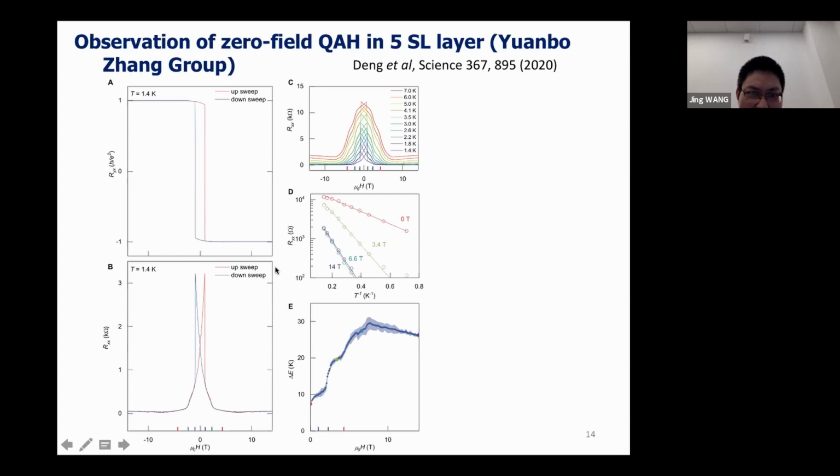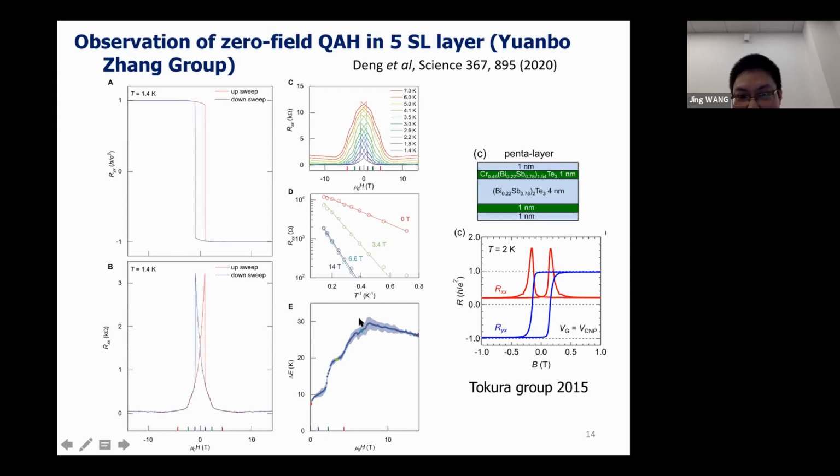Also, for this configuration, the magnetization is up, down, up, down, up. So you can apply an out-of-plane external magnetic field to flip this magnetization one layer at a time. You can see from here that you can flip layer by layer, and you will see the quantum Hall or transport gap, extracted from the Arrhenius plot, where Rxx increases when you apply the external magnetic field. That basically means the magnetization is flipped by the external magnetic field.